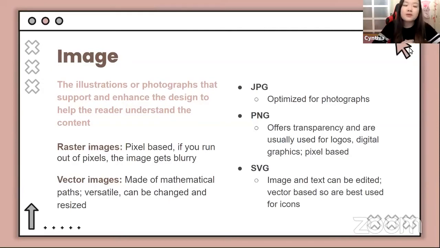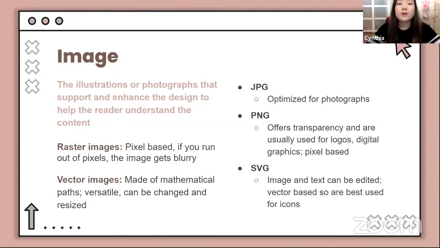So for images, images are the illustrations or photographs that support and enhance the design to help the reader understand the content. There are raster images, which are pixel-based, such as JPEGs or PNGs. These images are made of tiny pixels. If you run out of pixels, images will get blurry, and that occurs if you resize an image too big, then there won't be enough pixels to fill the spaces, basically. And vector images are made of mathematical paths. They're versatile and can be changed and resized.